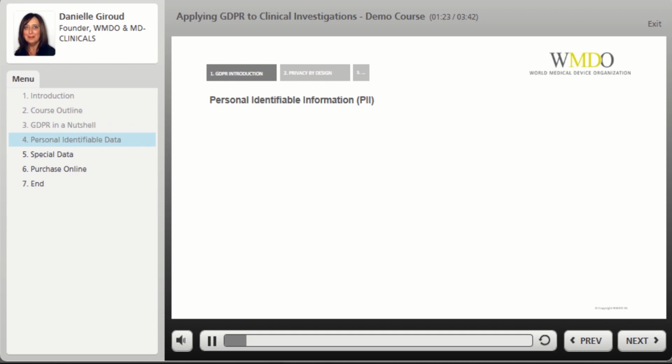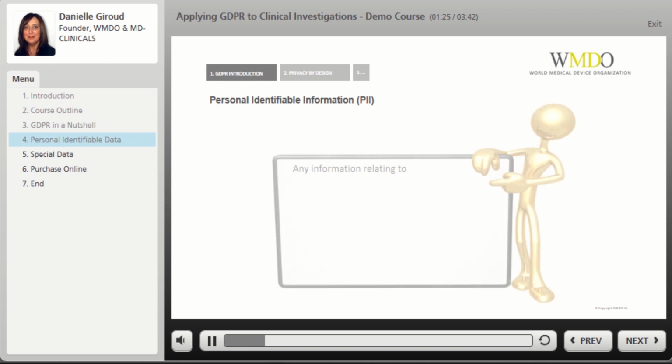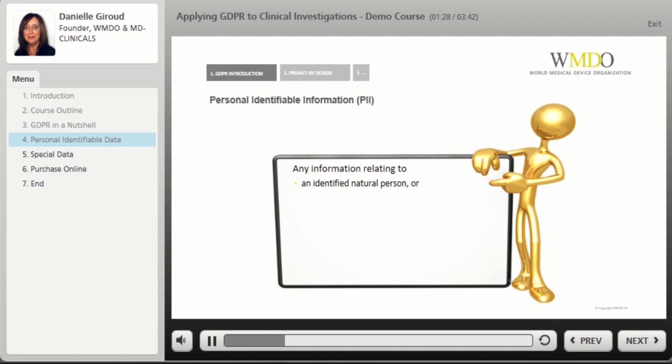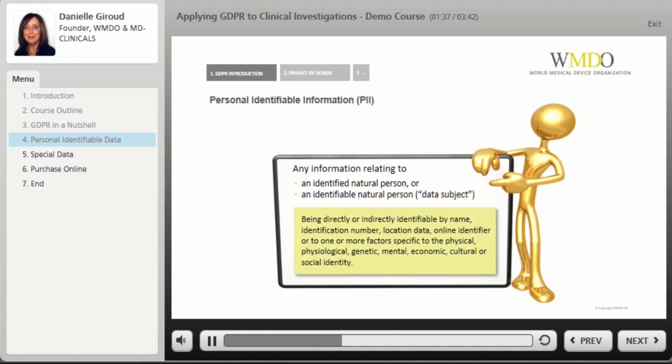Let's look at what we mean by personal identifiable data. It is any information relating to an identified or identifiable natural person, also called the data subject. The regulation defines identifiable as being directly or indirectly, whether by name, identification number, location data, online identifier, or to one or more factors specific to physical, physiological, genetic, mental, economic, cultural, or social identity of the natural person. So far, we can see that several components of this definition bring the clinical investigation activities under the GDPR application.